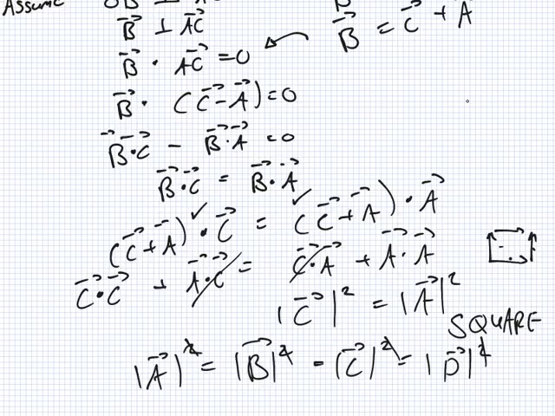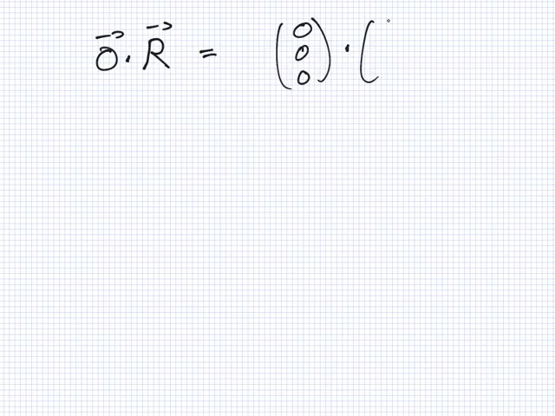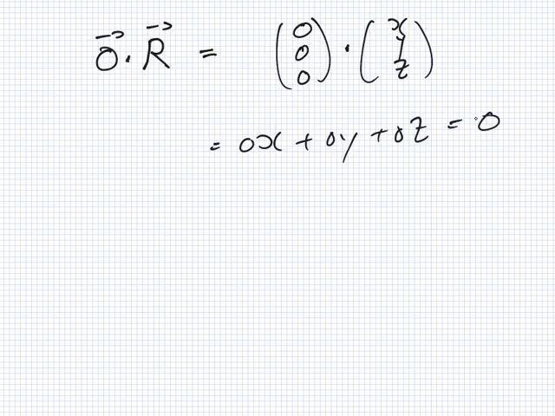Okay. Can I scroll down? Yeah, well, let's just have a quick look at Lee's little statement here. We just want to prove that O dot any vector is zero. Vector O is 0, 0, 0. It's the origin. And vector OR is X, Y, Z. Well, that's 0X, 0Y, 0Z, which is 0. So dotting with the origin vector always gives 0, a 0 scalar. It's okay? Yeah.